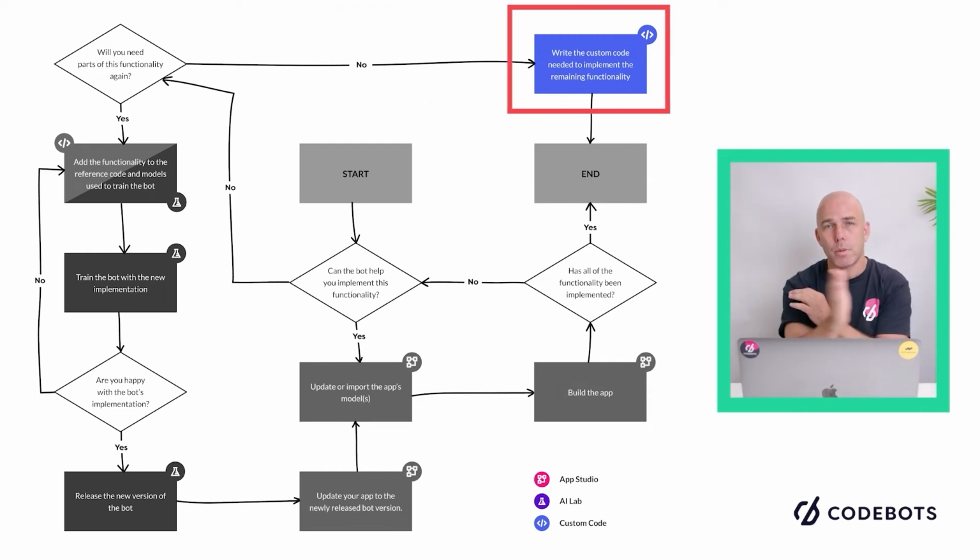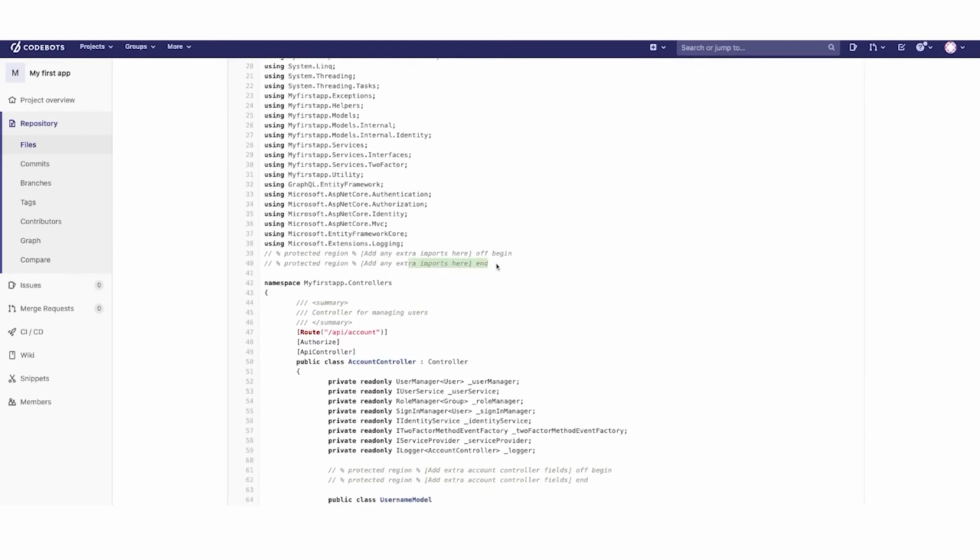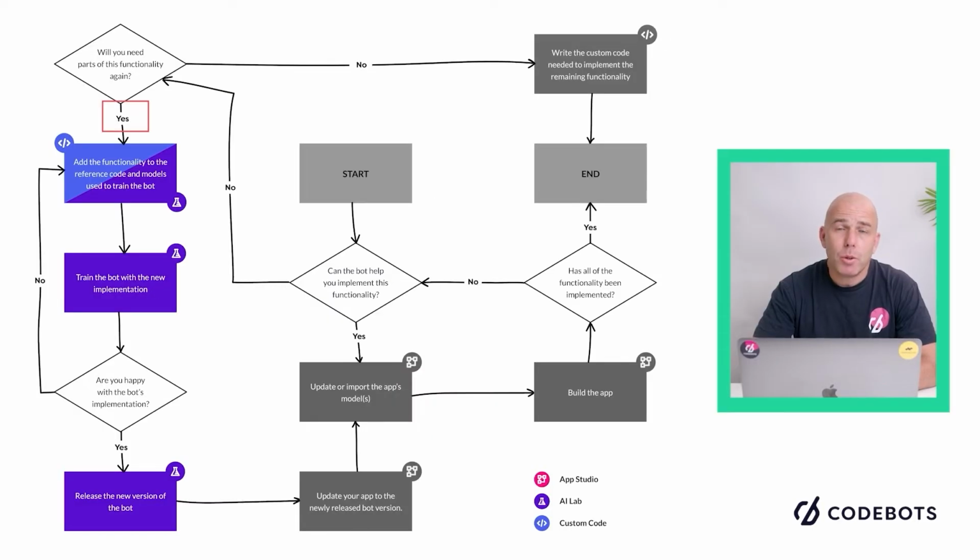So this is how you push the bot out of the way, and you just say, okay, bot, I don't need you to write this code. I just want to write this code myself. If we are going to use this code again in the future and we want to train the bot up on it, we follow this line down the left-hand side here. The first thing we do is we add the functionality to the reference application and the models.